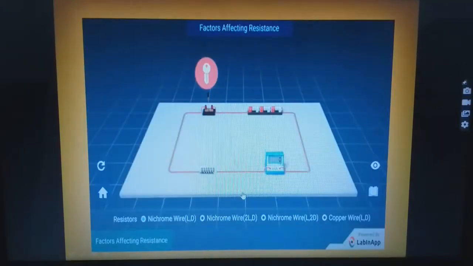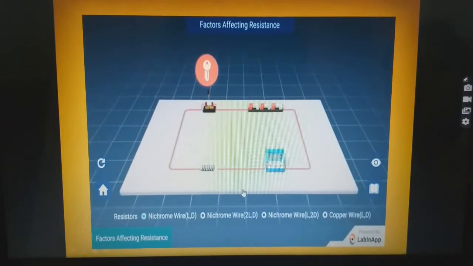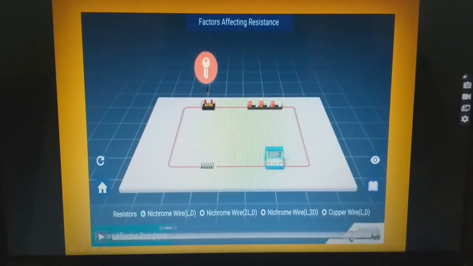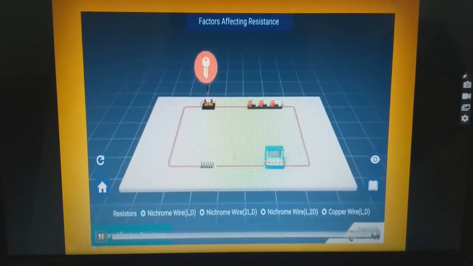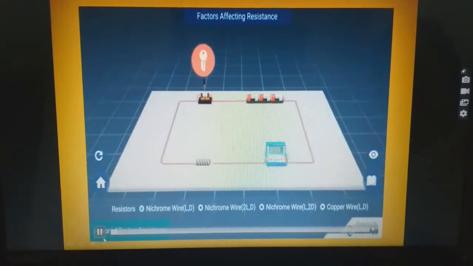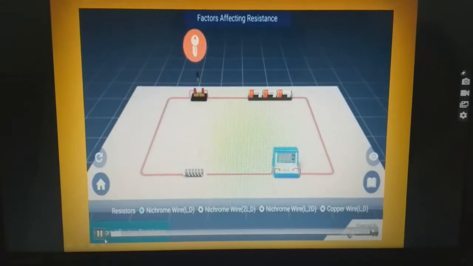Okay, in order to understand all this, let us have an activity. In the given activity, you can see we have some electrical components here.